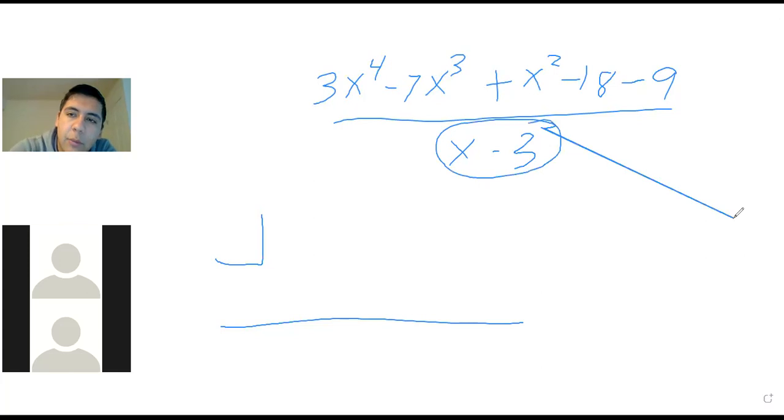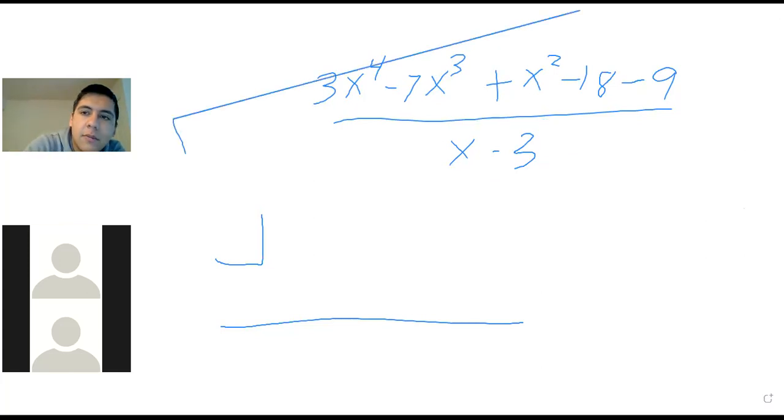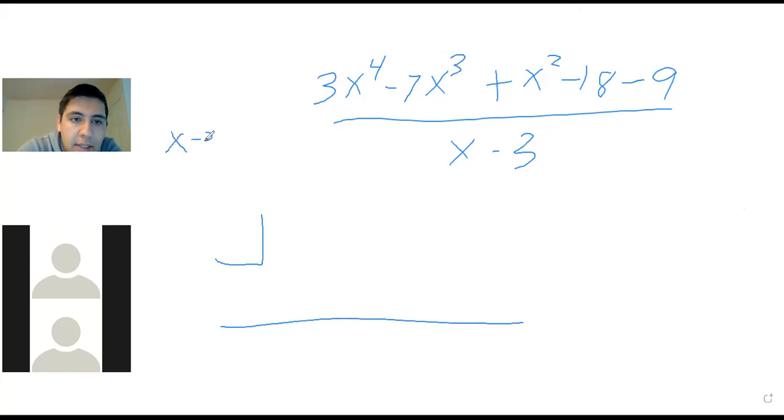We need to take this bottom one and set that equal to 0. x minus 3 is equal to 0. So if we solve that, what would we have? x would be equal to positive 3. So that's the number that goes inside the square. Whatever this is, it's just going to be the opposite.